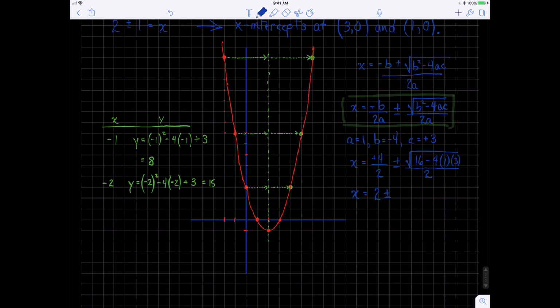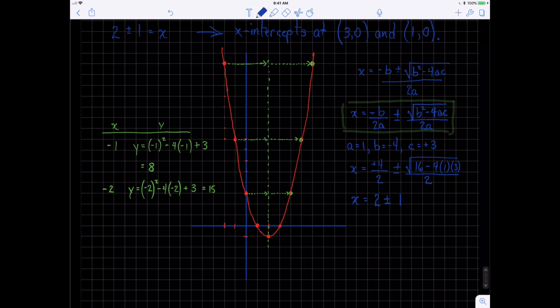Now notice that we have 4 in the square root sign. We have 4 times 1, that's 4, times 3, that's 12. 16 minus 12 is 4. So the square root of 4 is 2. So this is really plus or minus 2 over 2, but that's just 1. Whoa! Let's take a look. If you look in the upper left corner of our screen, we already were there.